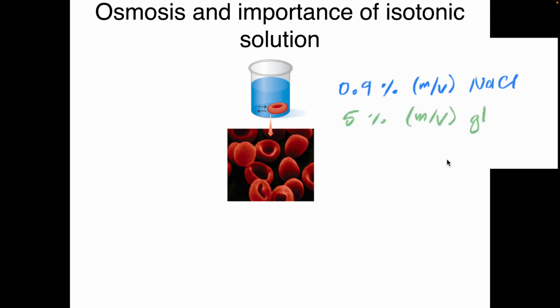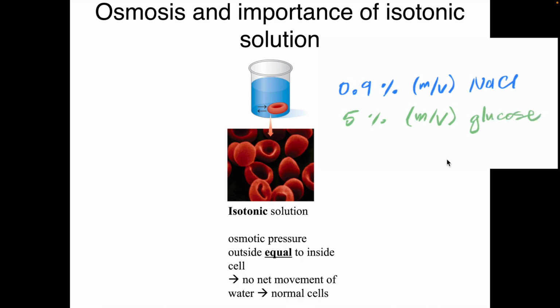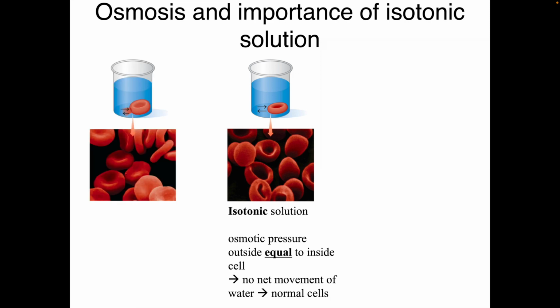Alternatively, if we use 5% glucose, again mass over volume percentage, we will also have a solution that has the same osmotic pressure. We call this type of solution an isotonic solution. In an isotonic solution, the osmotic pressure outside, which is the solution, is equal to inside, which is your cell. Because of this, there is no net movement of water, and therefore we will have a normal cell.